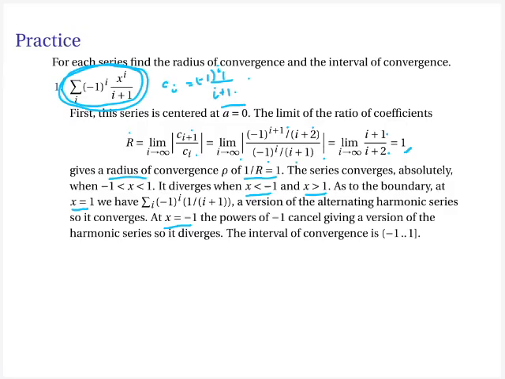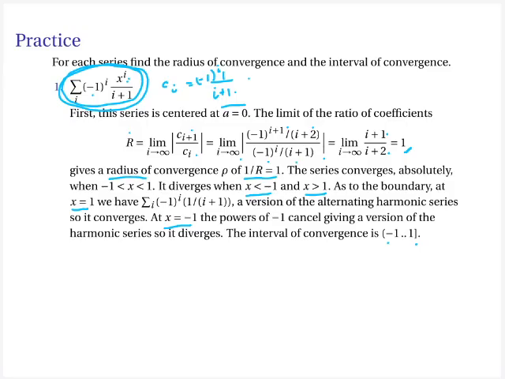At x equals minus 1, when you plug minus 1 in here, you can see that the numerator is going to be minus 1 to the I times minus 1 to the I, which is just going to give you 1, because anything squared is going to be positive. Anyway, you just get 1. And so you're looking at 1 over I plus 1. That's a version of the harmonic series, so it diverges. And therefore, we get converges on one side and diverges on the other. And so there's the interval of convergence.